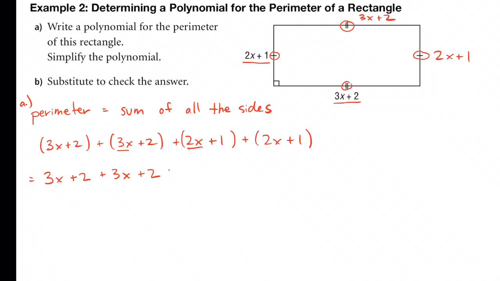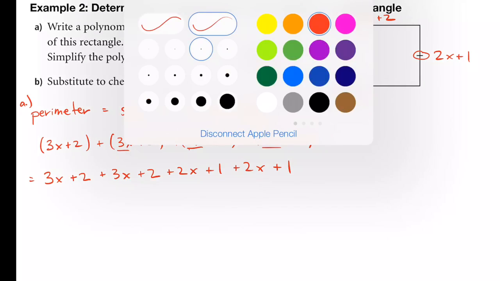This is also positive, so it's plus 2x plus 1. This is also positive, so it's 2x plus 1. So we drop the brackets and we simply are adding up each of our terms. So now all I'm going to do is combine my like terms together.